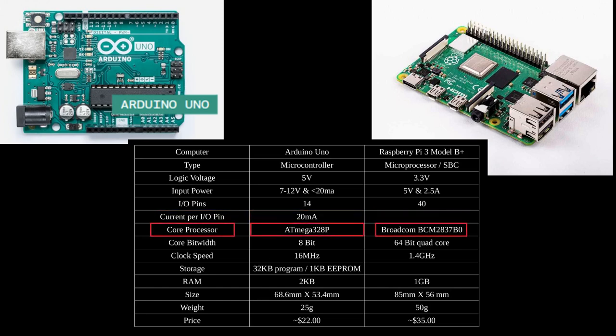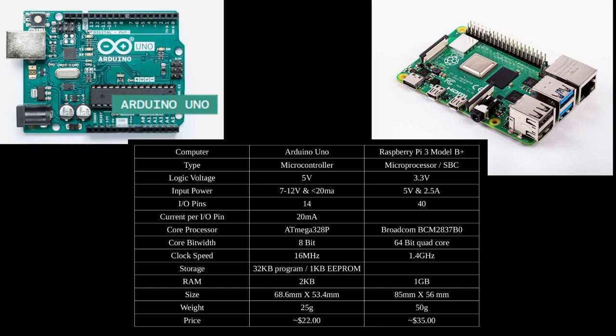The core processor for the Arduino Uno is an Atmega 328P, and for the Raspberry Pi, the Broadcom BCM2837B0. The Uno has an 8-bit core, and the Raspberry Pi has a 64-bit quad core. Uno is running at 16 MHz, and Pi is running at 1.4 GHz. Just from those two bits of information alone, we can see that the Raspberry Pi is much more fit to perform complex calculations than the Uno.